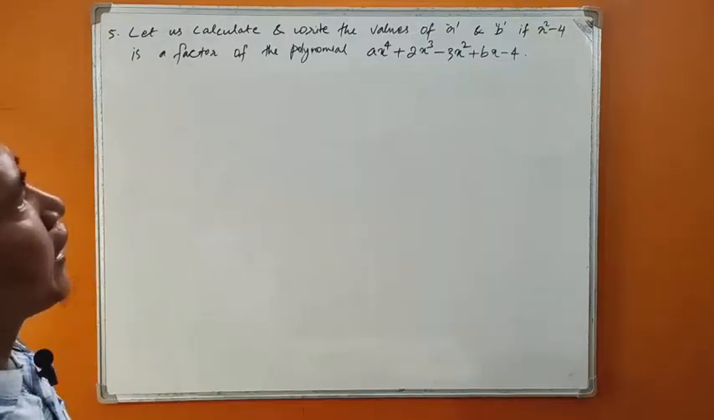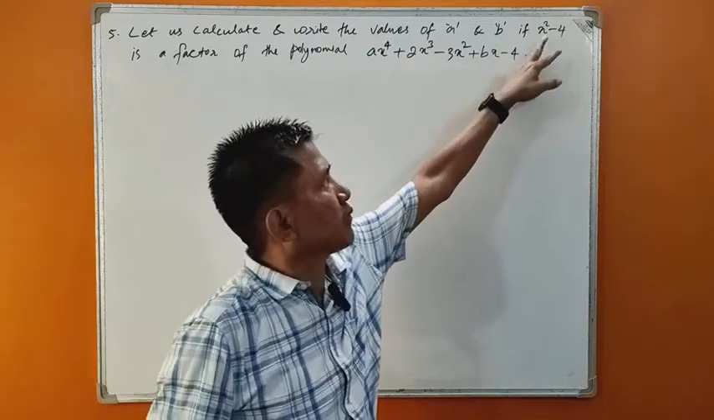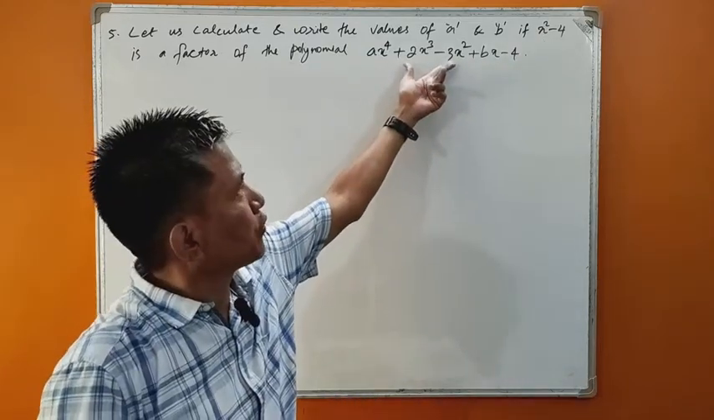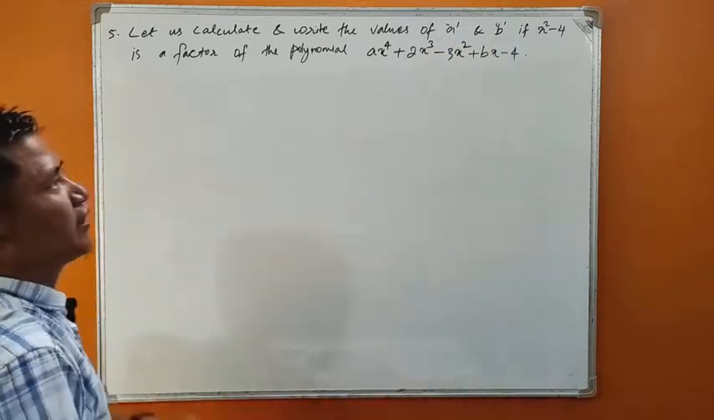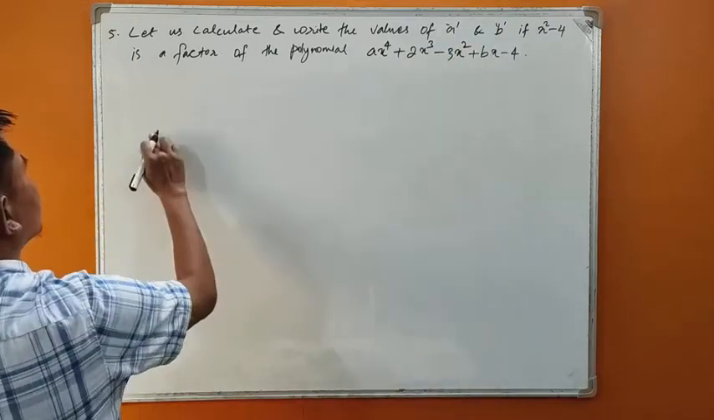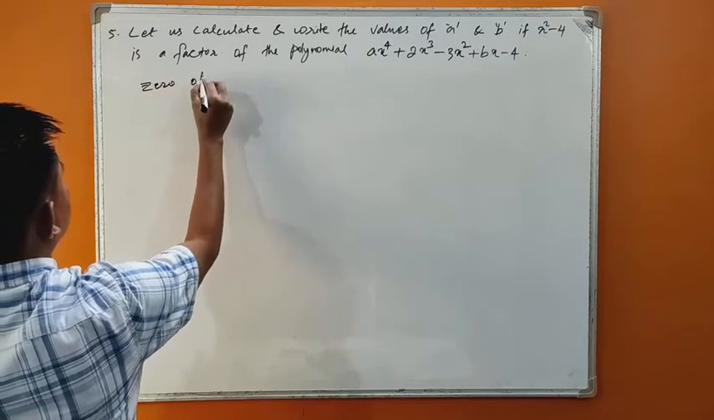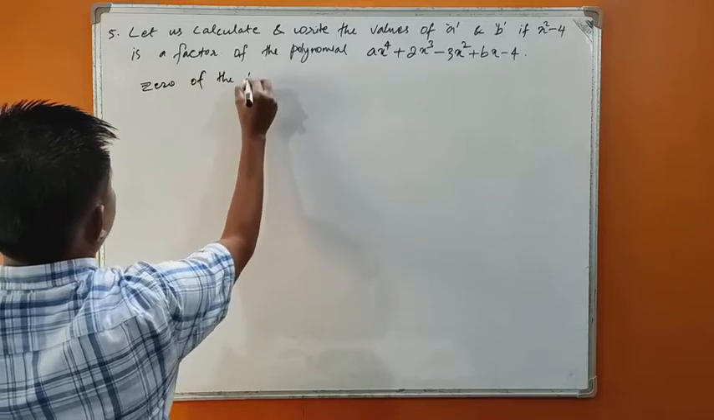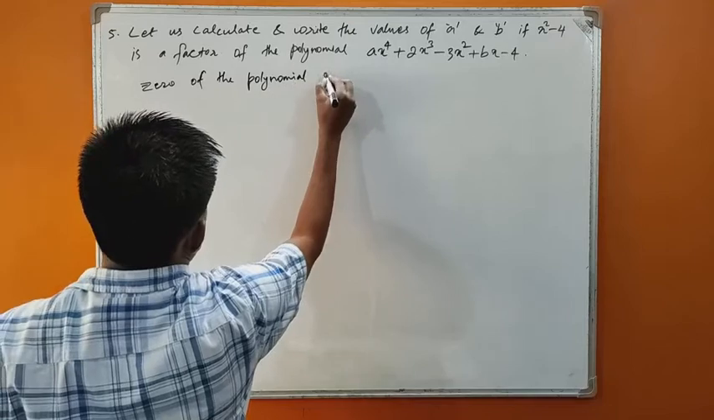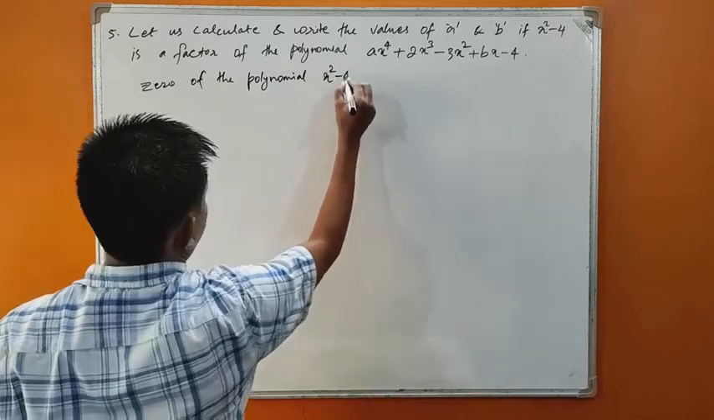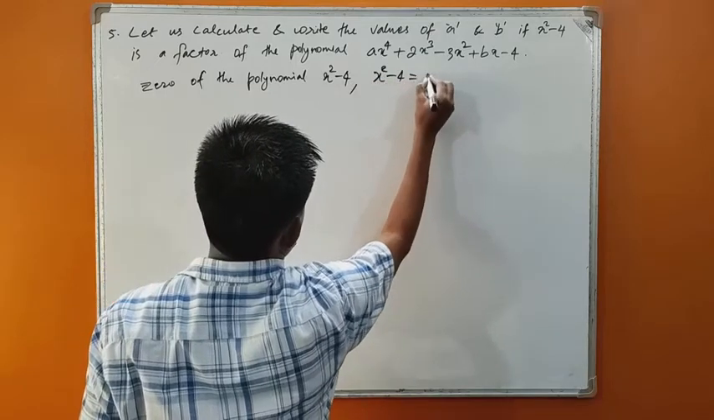Next problem: a and b, if x squared minus 4 is a factor of the polynomial this, okay? x squared minus 4 is a factor of the polynomial this, and we are asked to find the values of a and b, okay? Now zero of the polynomial x squared minus 4, x squared minus 4 equal to 0, isn't it?